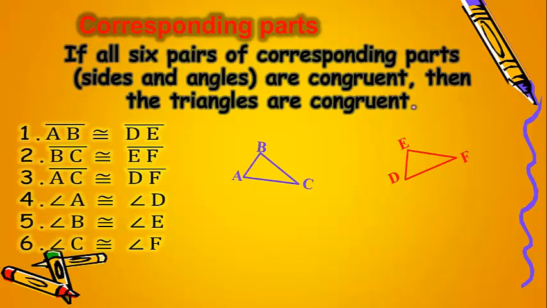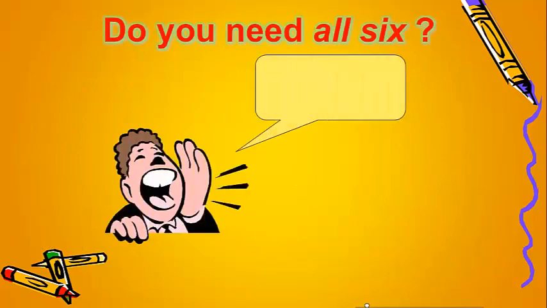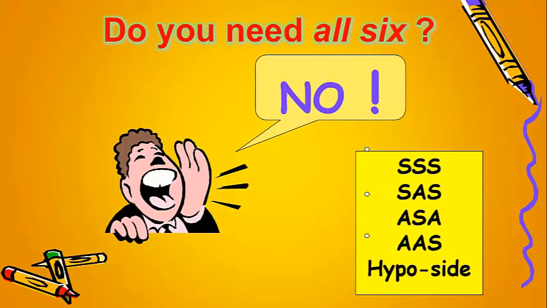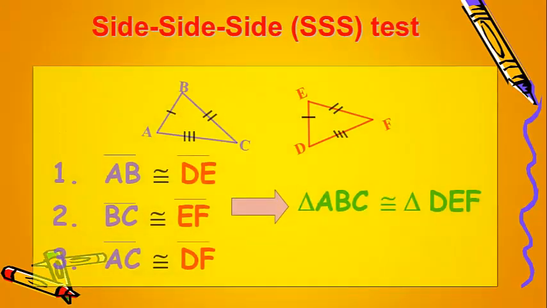Okay, so the next question is, every time do I need all 6? No. By measuring any 3 elements, any 3 parts, we can determine whether the triangles are congruent or not. Now, depending on this, there are 5 tests of congruency: S.S.S, S.A.S, A.S.A, A.A.S and hypotenuse side. Let's go into detail about the S.S.S test.